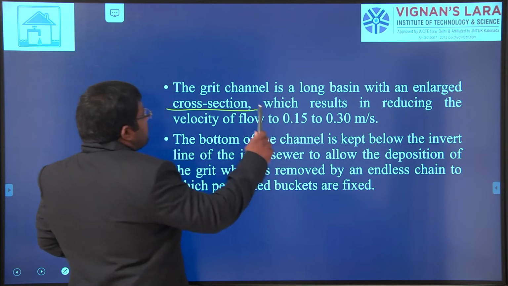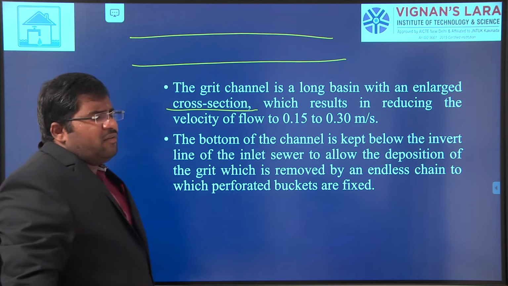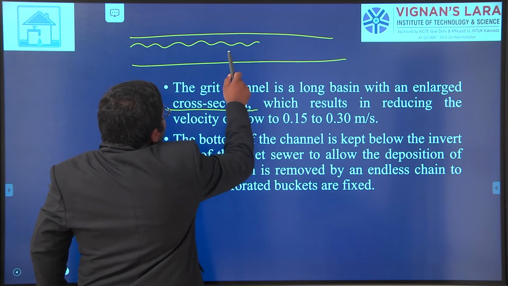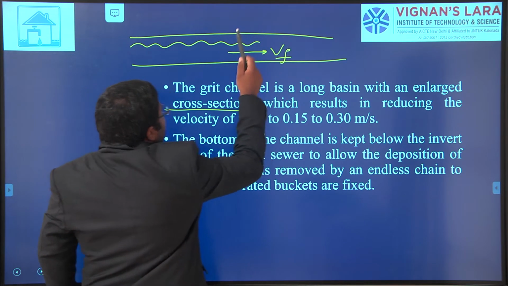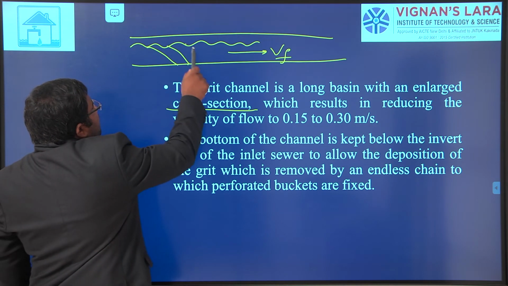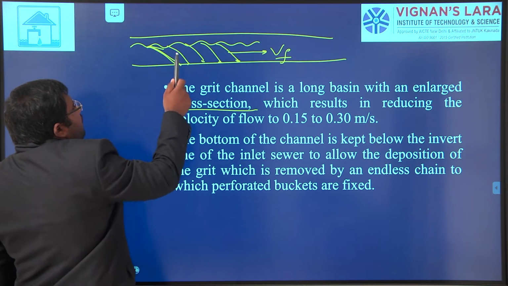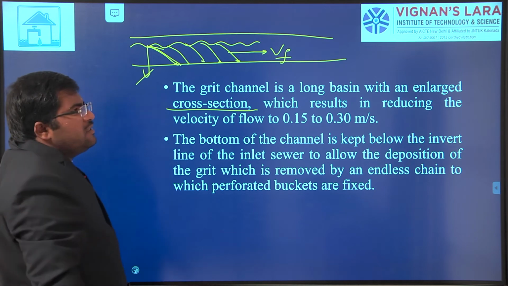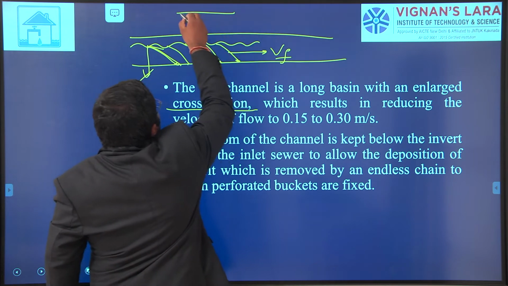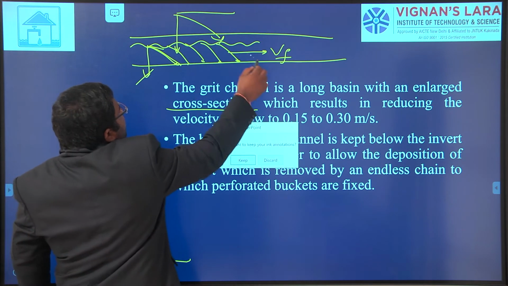The grit channel is a long basin with an enlarged cross section. It is a long basin with too much length. Why is length needed? The water will flow with a very small velocity, so that we give every particle a chance to settle. Why will it settle like this? Since the flow takes place in this direction and gravity works like this, in the resultant way the particle will come and settle here.